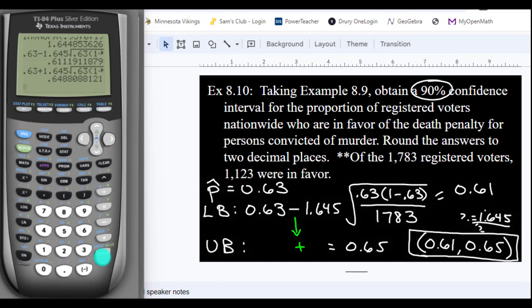And again, we want to really get that idea of we're starting at p hat and we're subtracting a little bit and then we're adding a little bit to find that confidence interval. Here's how we would do it completely on the calculator.